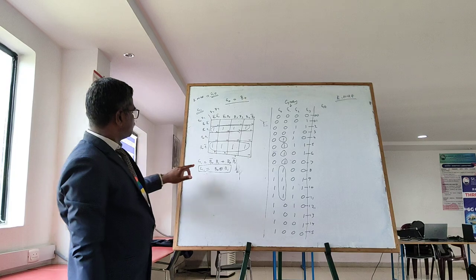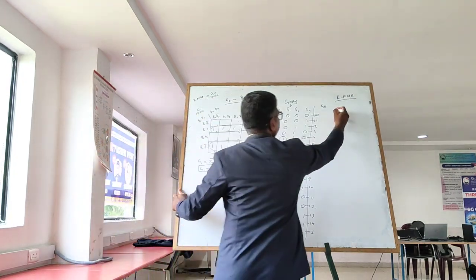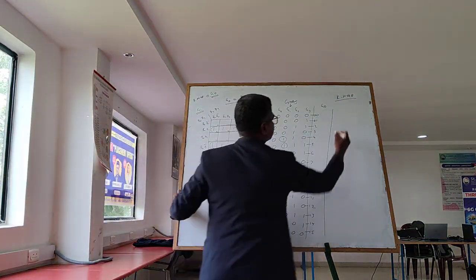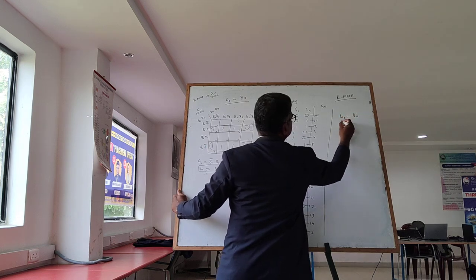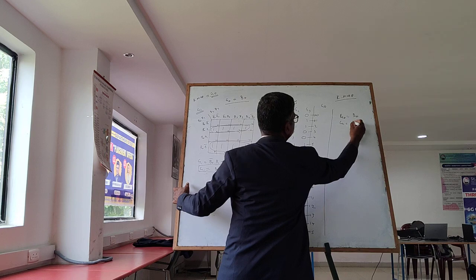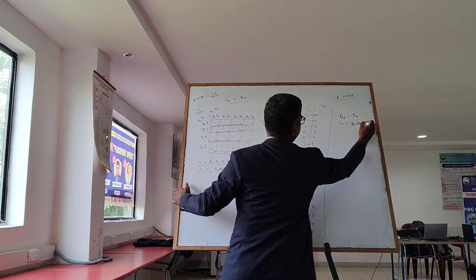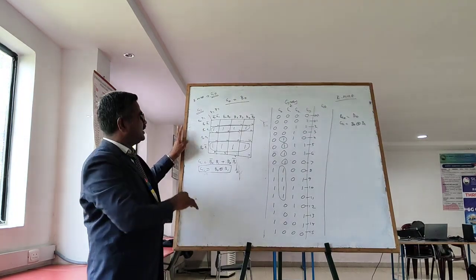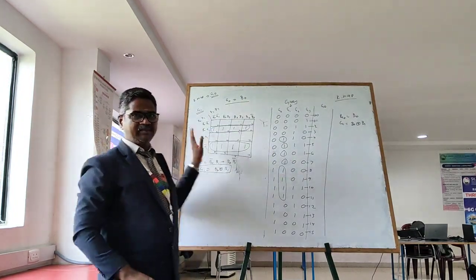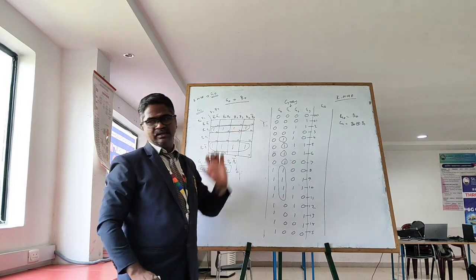So this is the output for the Gray code: B0 XOR B1. Right? So what is G1? The final expressions: G0 is nothing but B0. G1 is nothing but B0 XOR B1. Now similarly I have to find G2 and G3. Same K-map for G2 and G3.